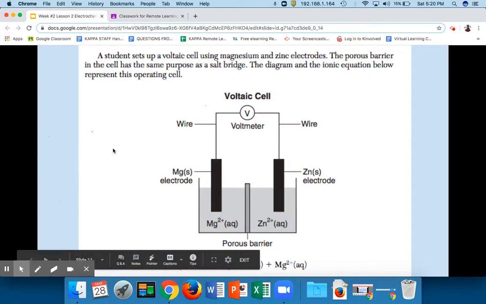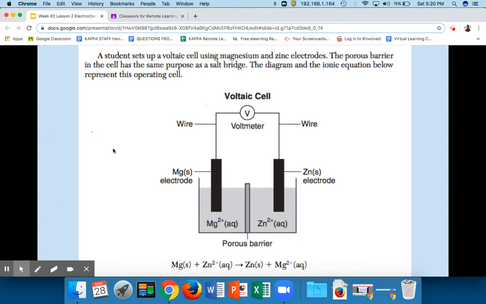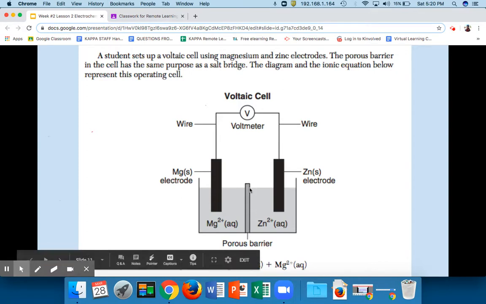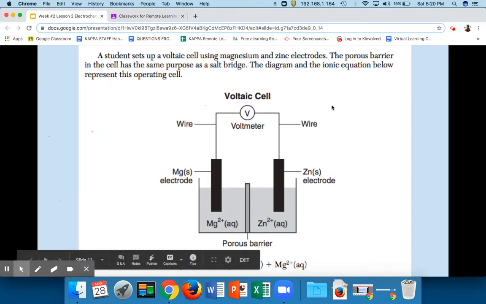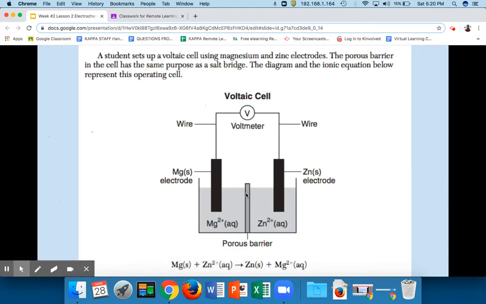Okay, now we're going to try an open response question. So this one says a student sets up a voltaic cell using magnesium and zinc electrodes. The porous barrier in the cell has the same purpose as a salt bridge. So that's referring to this part right here. The diagram and the ionic equation below represent this operating cell. Okay, so we have magnesium over here, zinc over here, a salt bridge, and then we have an equation at the bottom.